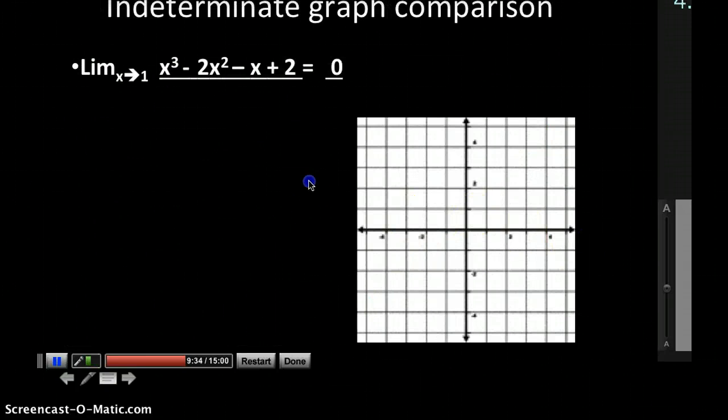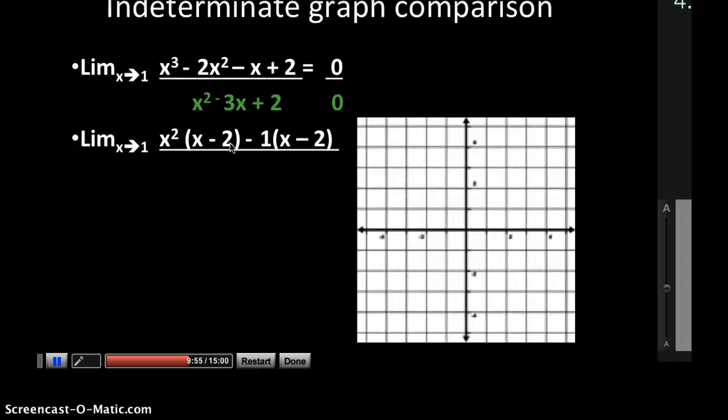Another comparison, much more complicated as it looks, is this function. It's a cubic over squared, x towards 1. Plug in the 1, you get 0 over 0 again. That means it's indeterminate. That means it reduces. So let's reduce it. You may remember how to reduce 4 terms. You group by 2's, and greatest common factor in the first group is x squared, and the greatest common factor in the second group is -1.